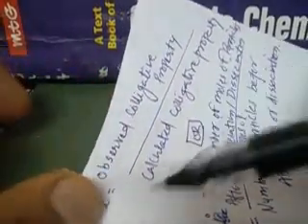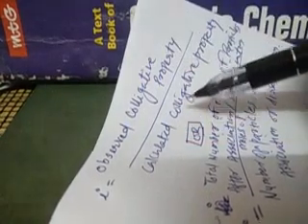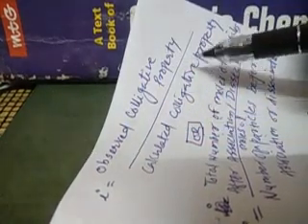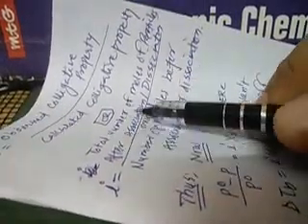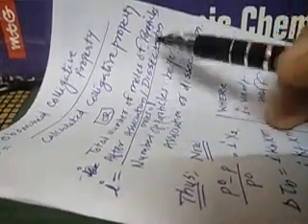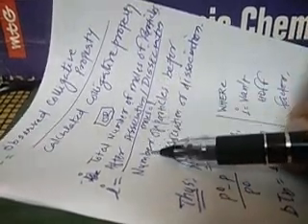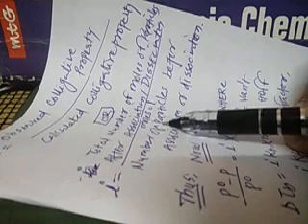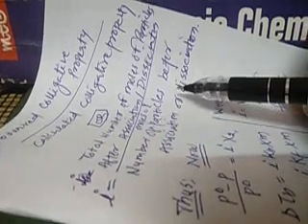Or what are the other formulas to find i? Let us check it out. The second formula says that Van 't Hoff factor i is equal to observed colligative property divided by calculated colligative property. Or we can say that i is equal to the total number of moles of particles after association or dissociation divided by the number of moles of particles before association or dissociation.